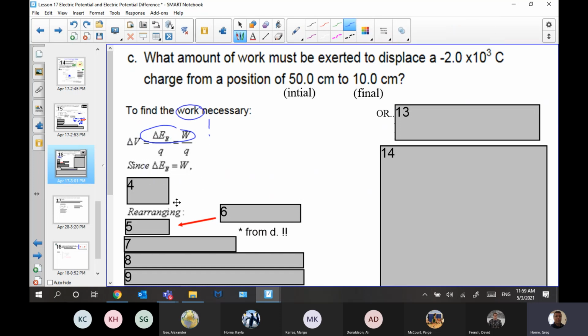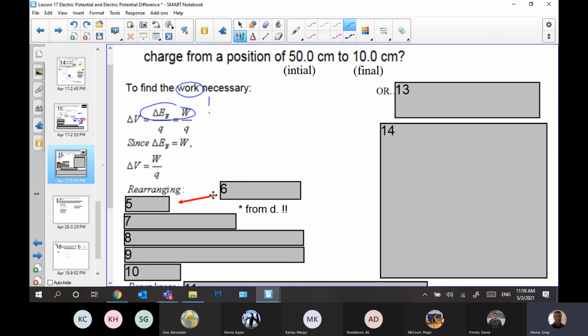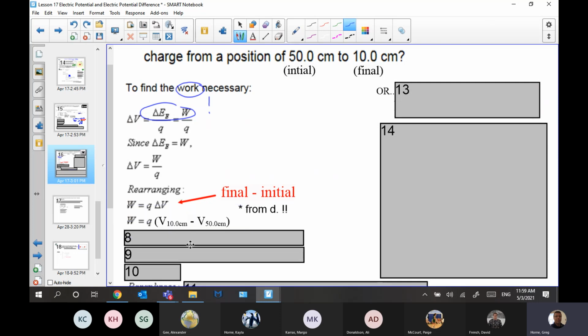So they're saying here, since work is delta E, of course, right? So if we rearrange that, we can of course get the work value. So Q delta V. And then the delta V is that change that we already did in part D. That's why it's annoying that they have this as part C, because you actually need to do it to get to part C.